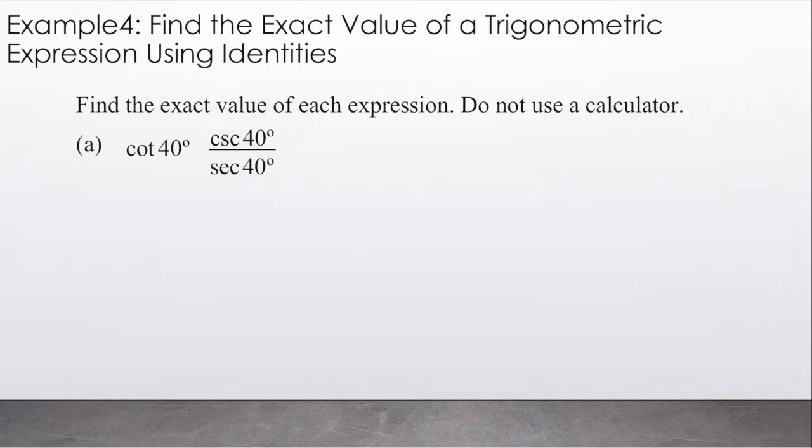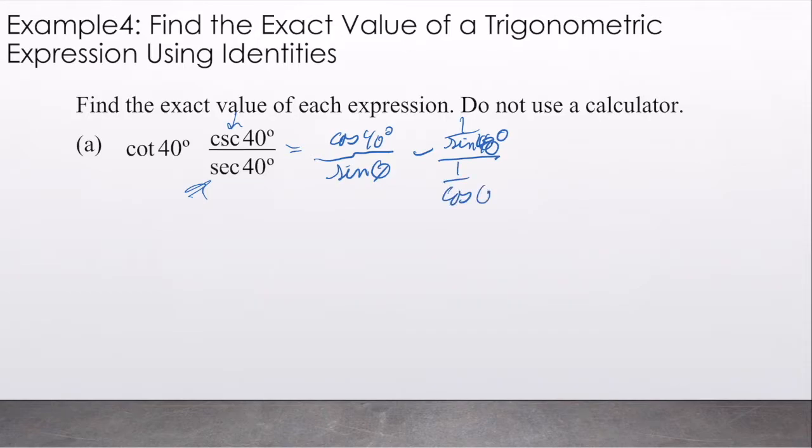So now let's find the exact value of a trigonometric expression using identities. So I have cotangent of 40 degrees times cosecant of 40 degrees over secant of 40 degrees. Remember that cotangent is cosine over sine, minus cosecant, which is 1 over sine of theta, which is 40 degrees in this case, over secant, which is 1 over cosine of 40 degrees.